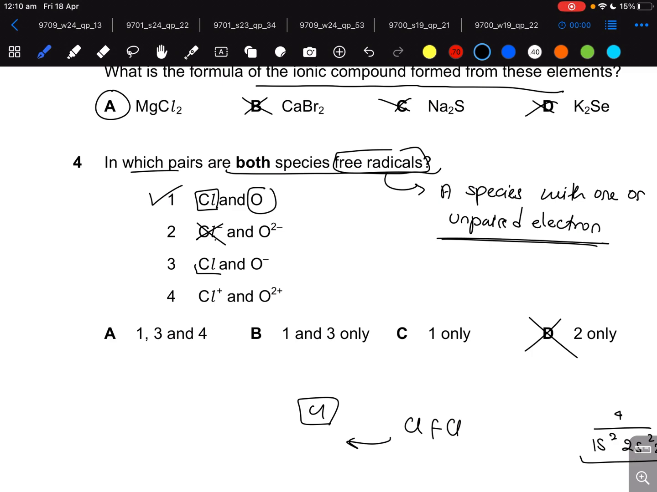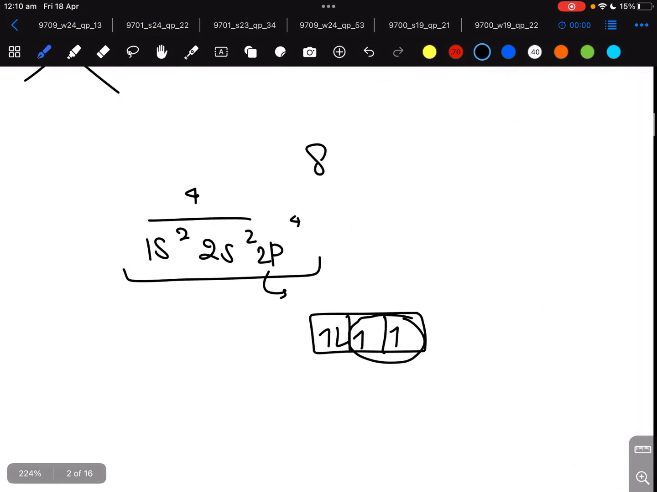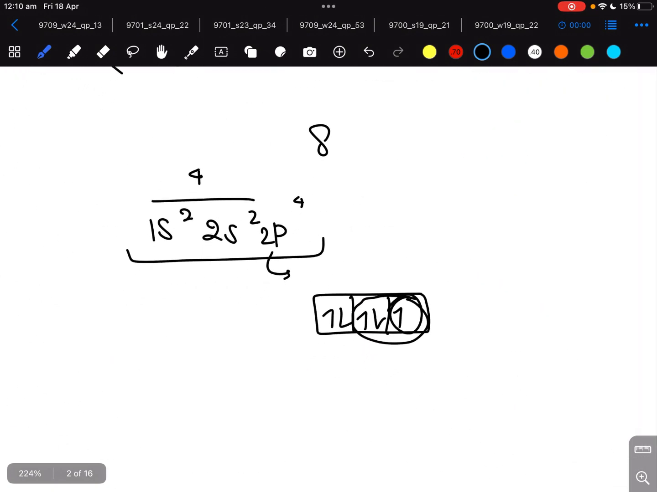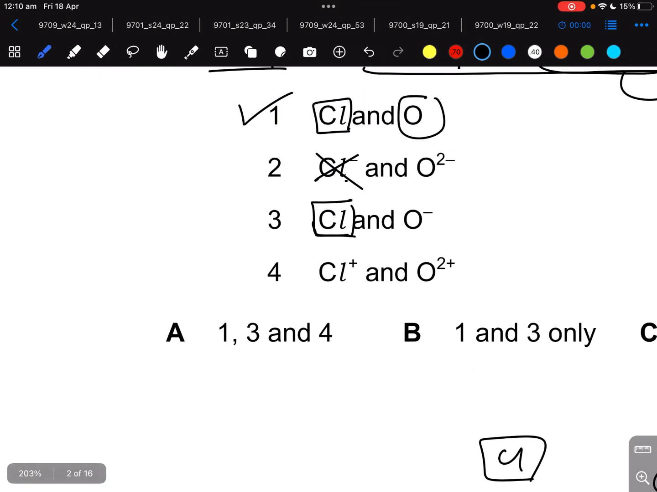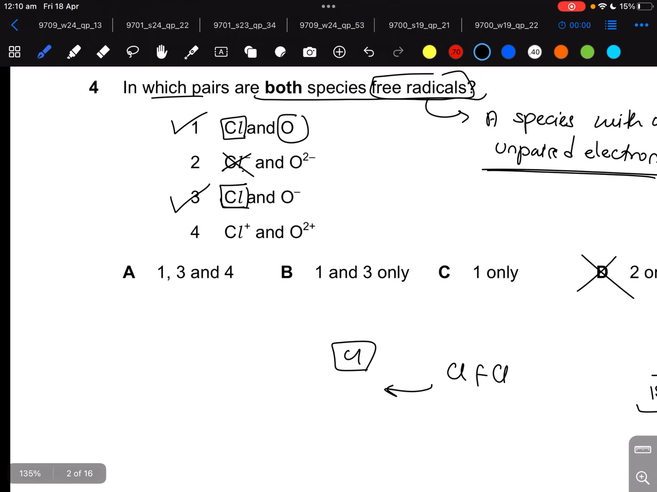And then let's look at 3. So this is a free radical, yes. And then let's look at oxygen. When it gains 1 more electron, it still has 1 unpaired electron, so 3 is correct. And then let's look at 4 now.